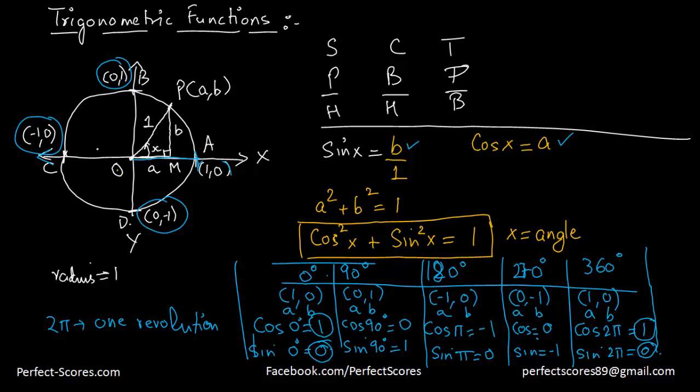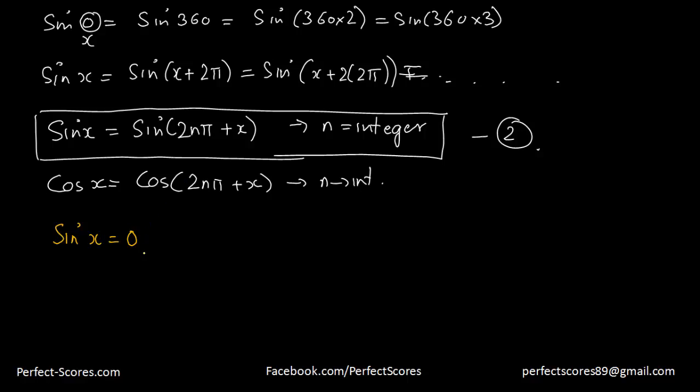That means at 0 degrees, at 180 degrees, at 360 degrees, the value of sine is going to be 0. That means it's going to be 0 after an interval of pi, or an interval of 180 degrees. That means if sine x is 0, x is a multiple of pi, n pi. Again, n is an integer, so this is again an important expression that you need to know.